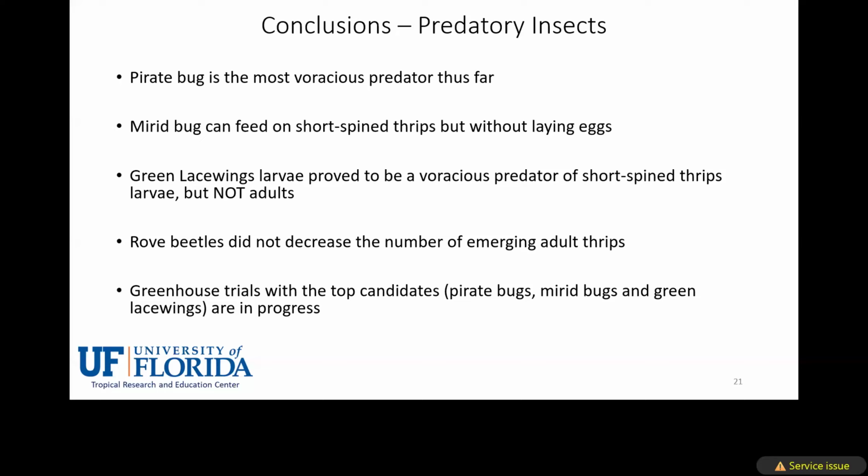And at the moment, we are carrying out experiments in the greenhouse, testing the top candidates, which are of course the pirate bug and the green lacewing. But we also included the mirrored bug, Dicyphus hesperus, which is the one that's commercially available, because we know that this one is quite promising as well. But these experiments are currently in progress.